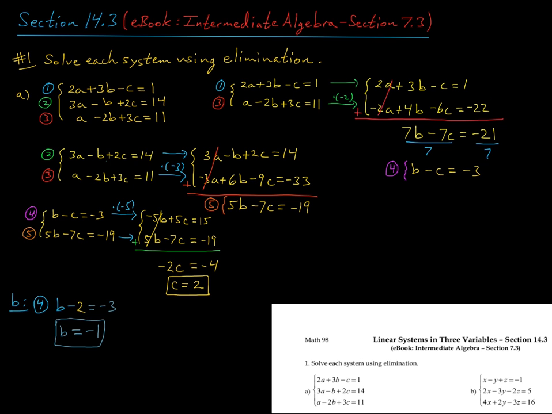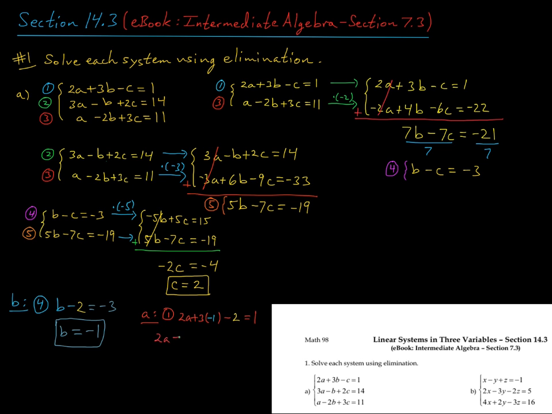All right, and so now for just the very, very last step, we need the value of a. And since I know that b is negative 1 and c is 2, we can just take our pick here from equations 1, 2, or 3. And I'll go ahead and just use equation 1. And we get that 2a plus 3 times b minus c is equal to 1. So go ahead and punch in the value of b here. That's negative 1. And then I'm going to punch in the value of c. This is 2. And now we can solve for a.